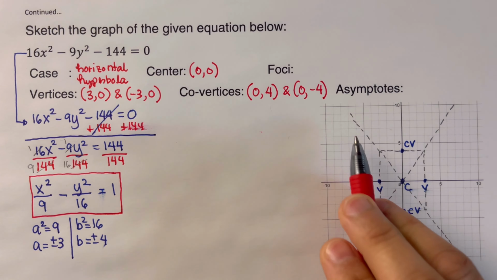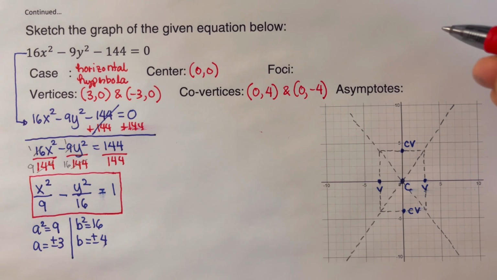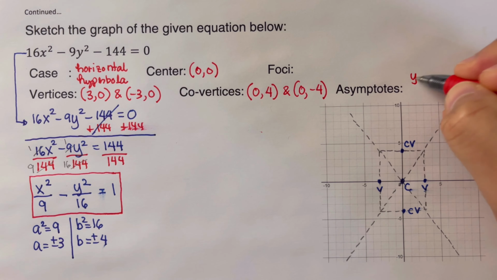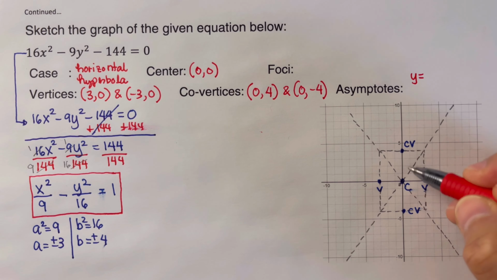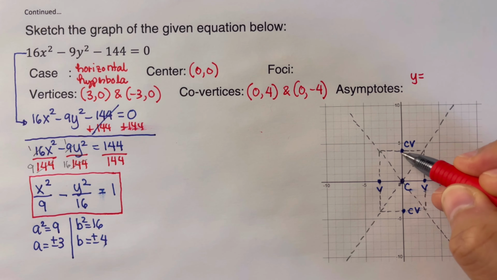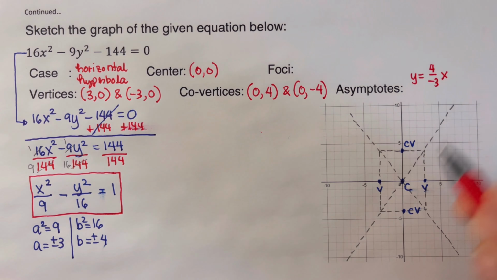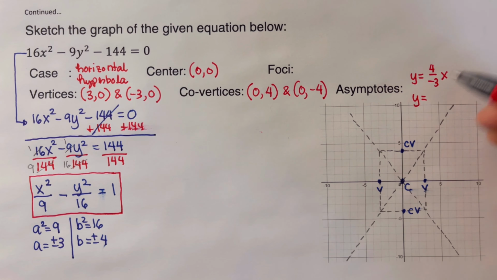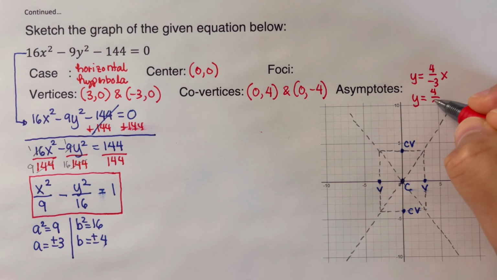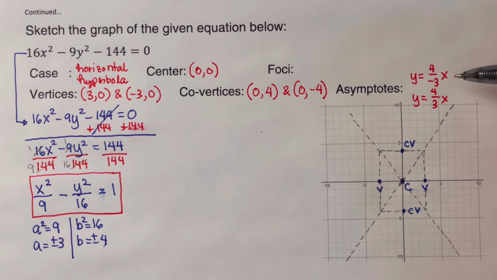The equation for this asymptote with a negative slope would be y equals, I go up 4 and over 3, so that's going to be negative 4 over 3x. And this asymptote with a positive slope would be y equals, I go up 4 and then over 3, so 4 over 3x. So these are the equations of these two asymptotes.